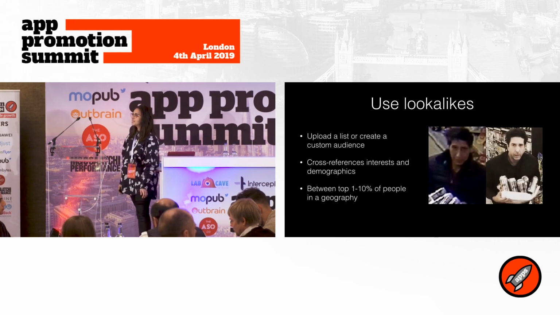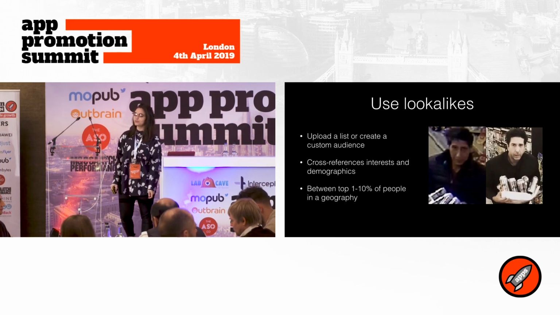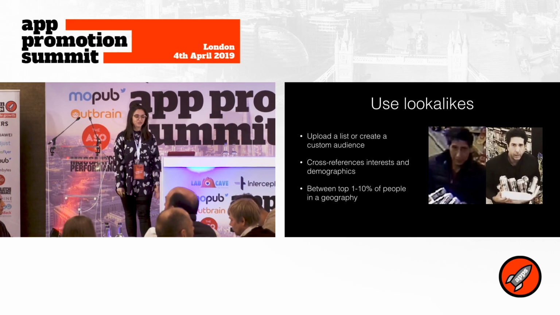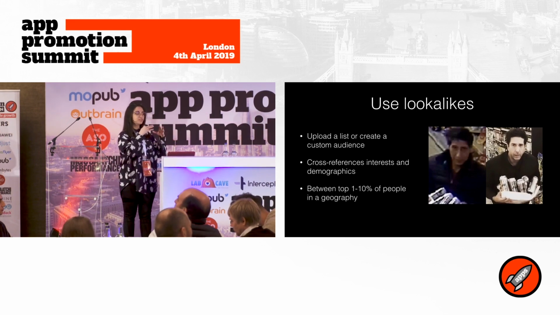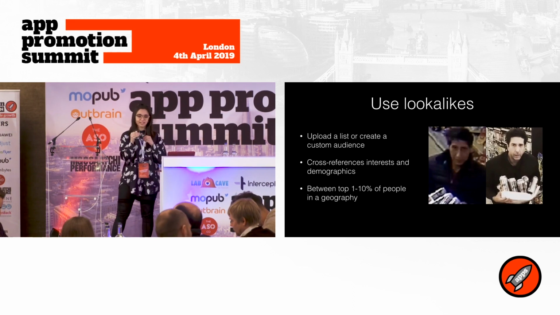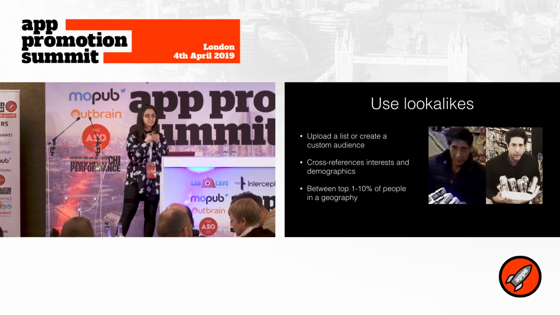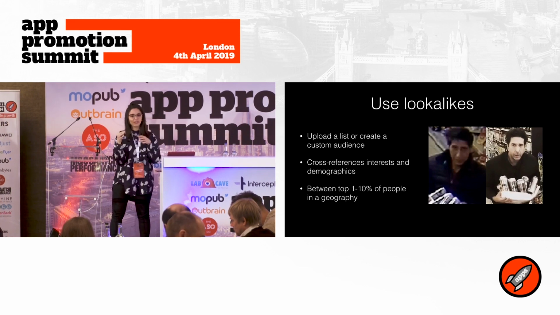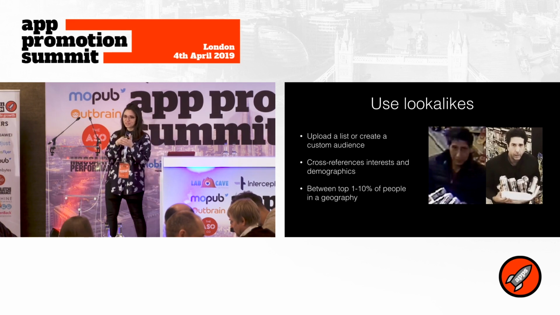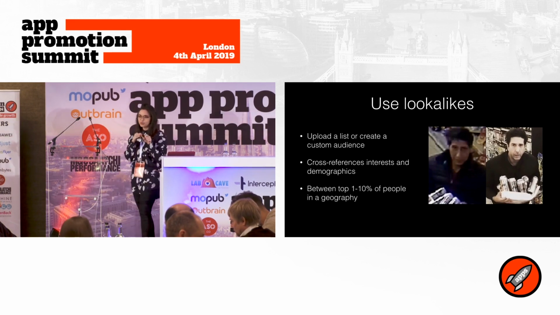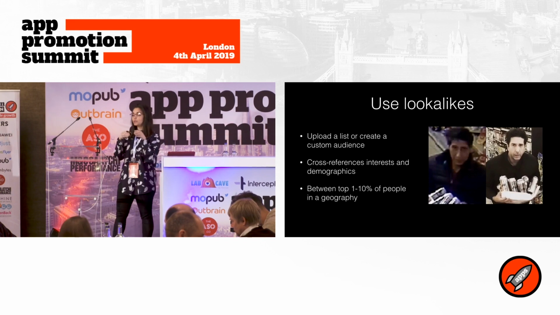Another really cool thing about Facebook is that you can use lookalike audiences. There are a couple of different ways that you can run them. Essentially, you upload a list, and Facebook can cross-reference it across its entire database to find people who are most similar to that list. You can upload the list straight there, or you can use the app events that I mentioned before to create a custom audience. And once you've made that audience, you can create between a 1 and 10% similarity audience within a geography.